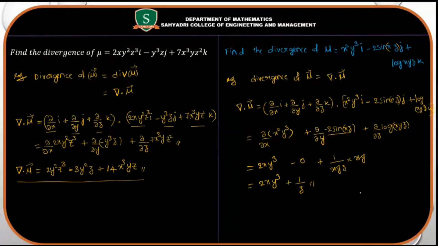Suppose you are having ∂/∂y of sin xy. Then what will you get? Here the y term is there, so you will get cos xy into the differentiation of xy, which is x. So the overall answer is x cos xy. But here xy is not there, xz is there. So we have to treat these terms as constants. Differentiation of any constant is 0.